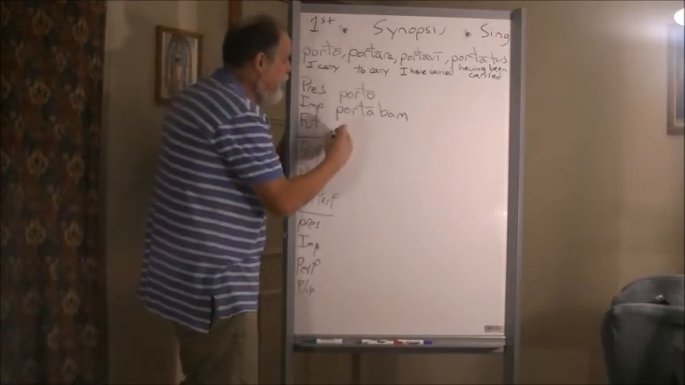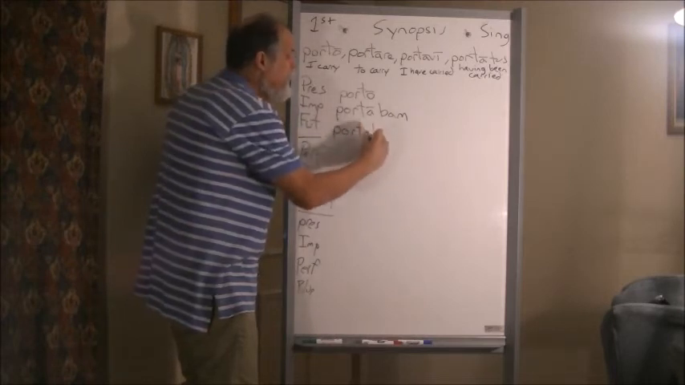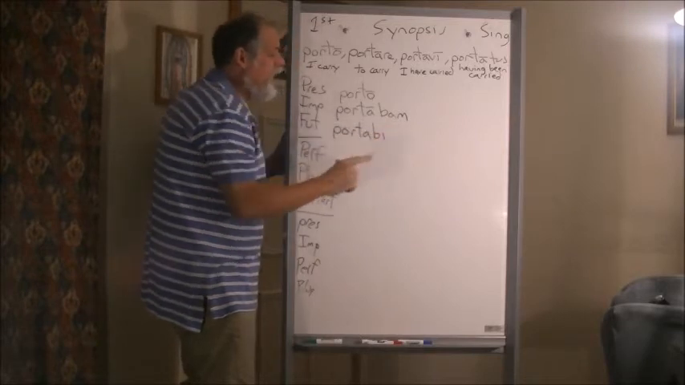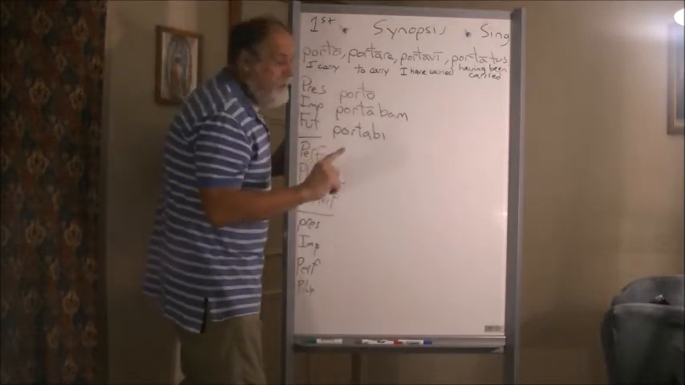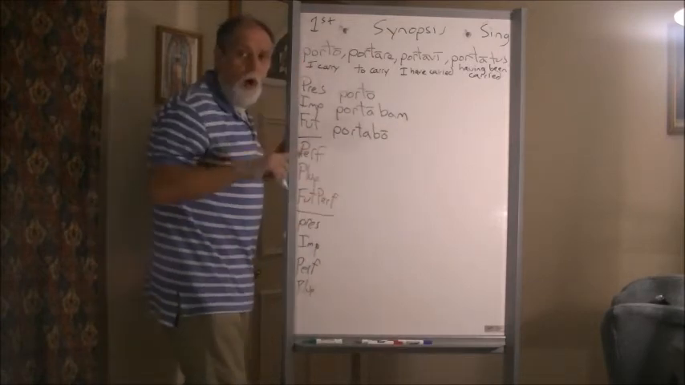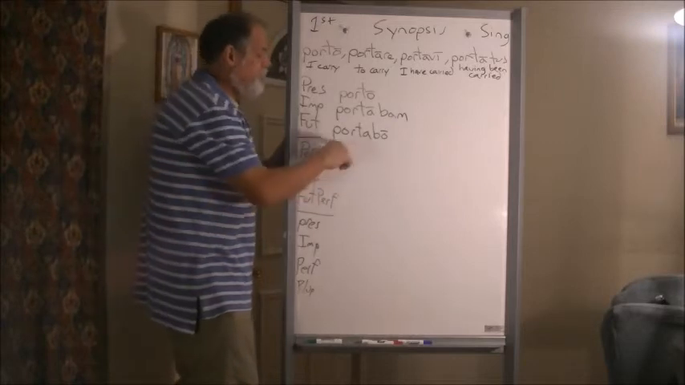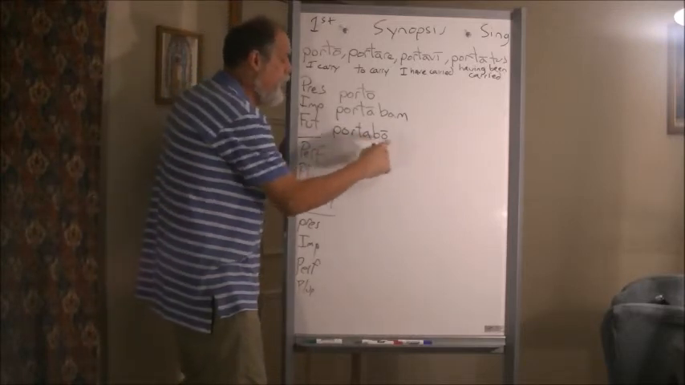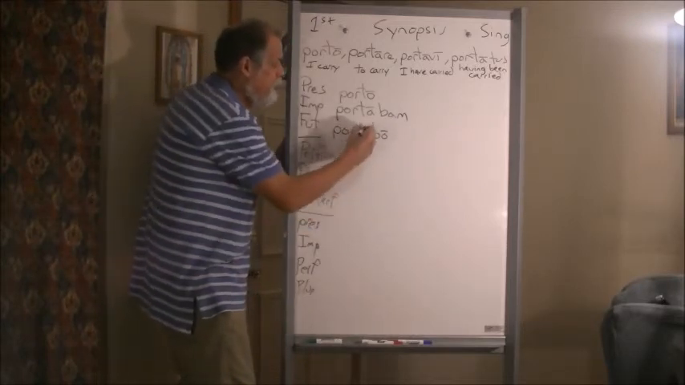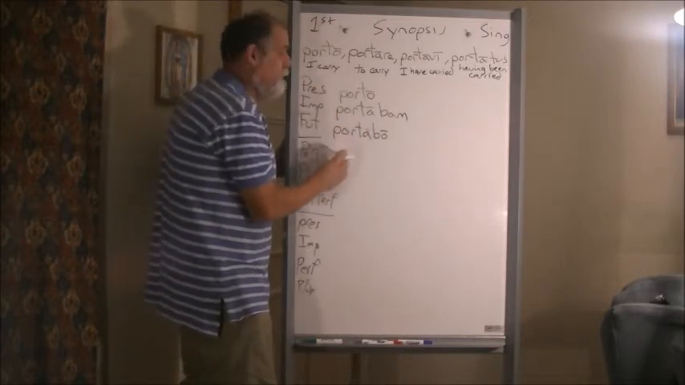And then finally we have porta be. But again, here the I gets dropped. All right, the I gets dropped in this particular form and we're left with portabo. Remember, bo, bis, bit, bimus, bitis, bunt. Right? So we have portabo, which is the future. And there is our stem, our macron on the A. So those are our present system forms.